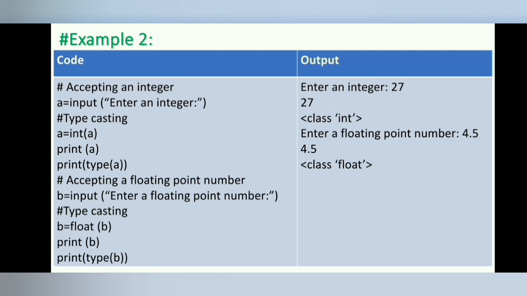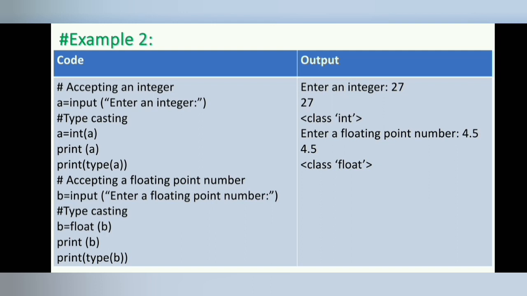The input function will return this number as a string value, which will be assigned to the variable a. In the following statement, the inbuilt function int(a) will convert the string value of 27 to an int type, and then it will be assigned to the variable a. The next print statement, print(a), will display the value stored in the variable a, which is 27. The following statement, print(type(a)), will display the data type of the variable a, which is int.